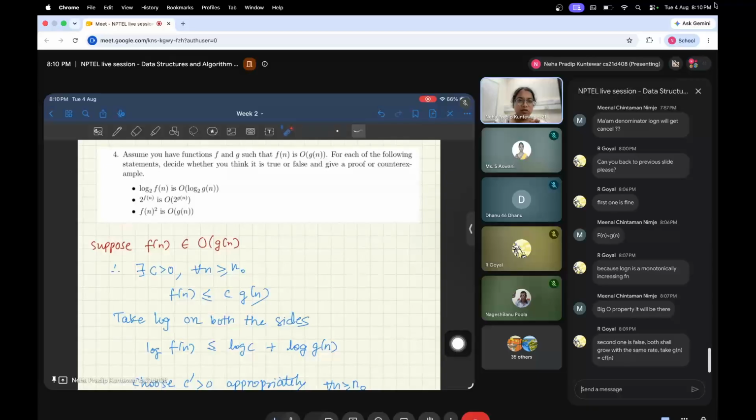Okay, so if you think this is false, can you come up with a counter example? Show that it is not order 2 to the g of n, it is some other quantity, omega or something else.